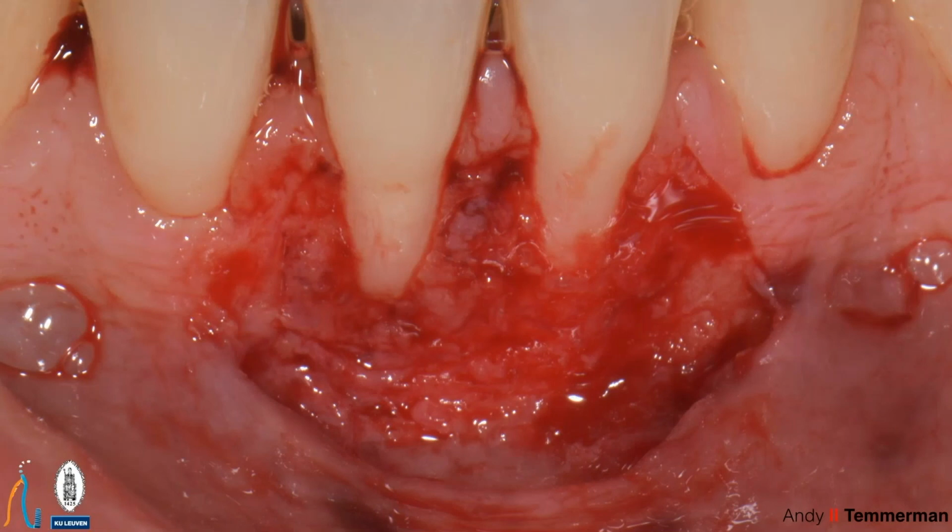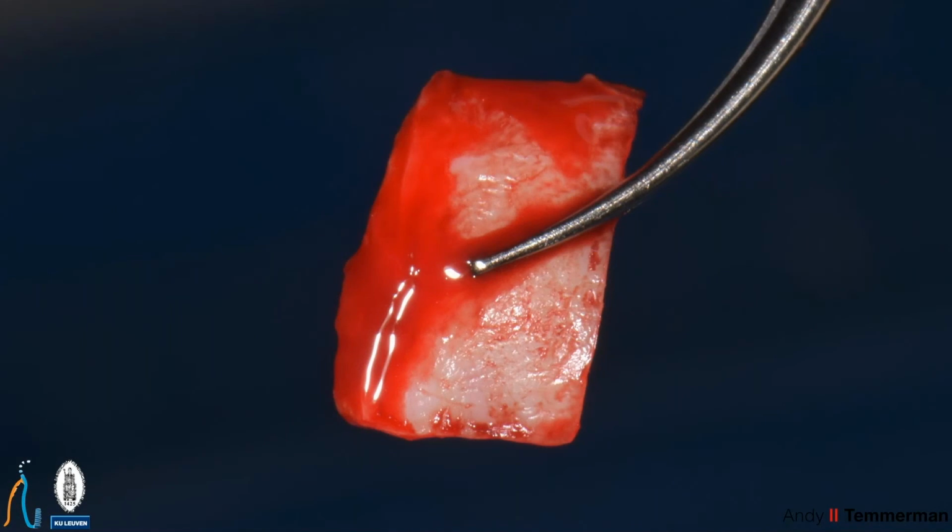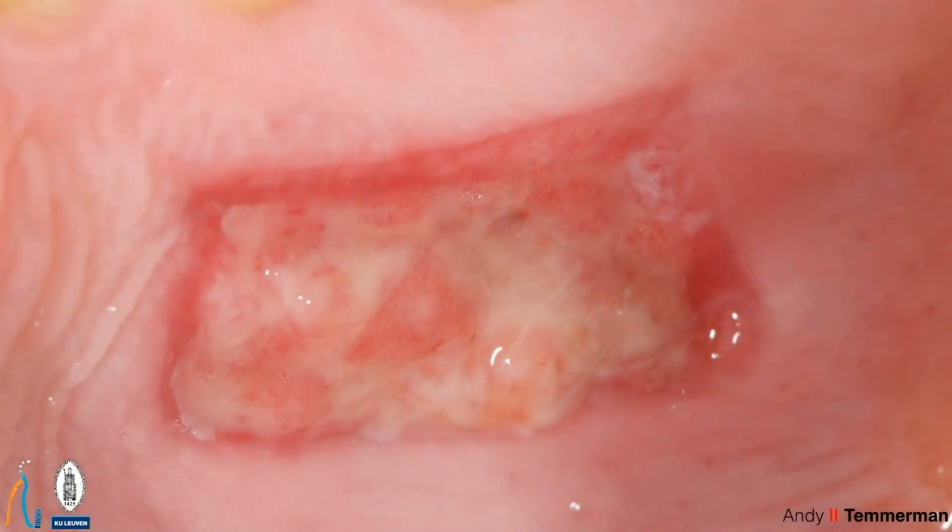And this is just an example. So this is a free gingival graft. Here you can see the free gingival graft taken from the palate. And this is what we end up with for our patients. Now, the question is, we started this presentation with the healing capacities of PRF itself. So now, if we would use PRF to cover the wound on the palate, would that be an advantage?